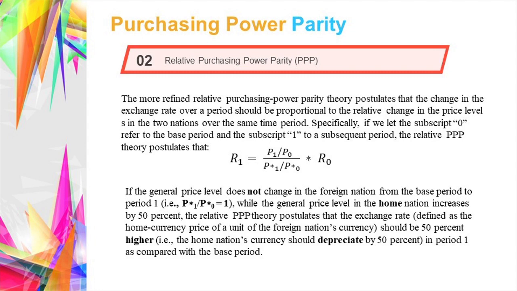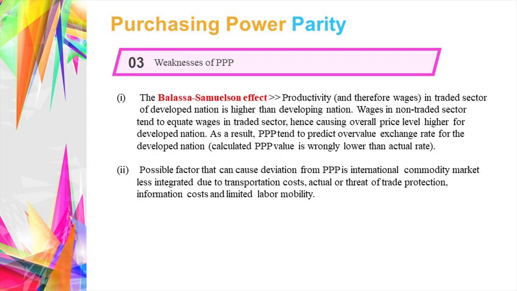For example, if the general price level does not change in the foreign nation from the base period to period 1, i.e., P asterisk 1/P asterisk 0 equals 1, while the general price level in the home nation increases by 50%, the relative PPP theory postulates that the exchange rate, defined as the home currency price of a unit of the foreign nation's currency, should be 50% higher, i.e., the home nation's currency should depreciate by 50% in period 1 as compared with the base period.